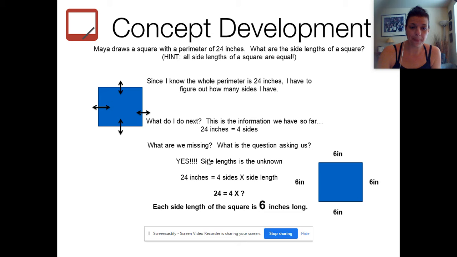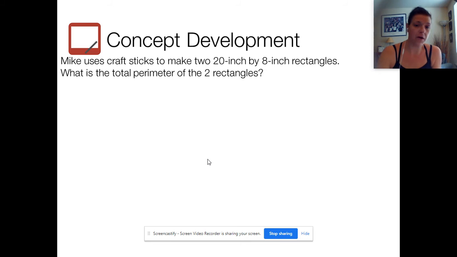Okay? All right. We're going to move on to the next one. Now remember, you can always come back and rewatch this. Okay, here we go. Mike uses craft sticks to make 2 20-inch by 8-inch rectangles. What is the total perimeter of the 2 rectangles? Again, we're only doing perimeter. We're not worrying about area today, okay?